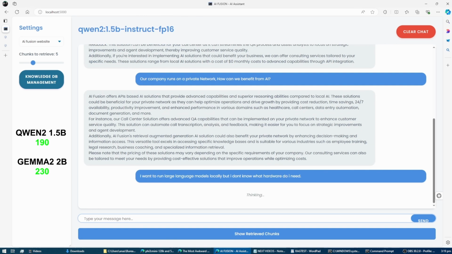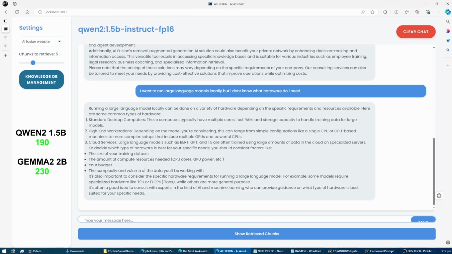Next, the question is, I want to run large language models locally, but I don't know what hardware I need. Qwen 2 misses the mark, failing to mention the tool we offer. So 20 points will be deducted.